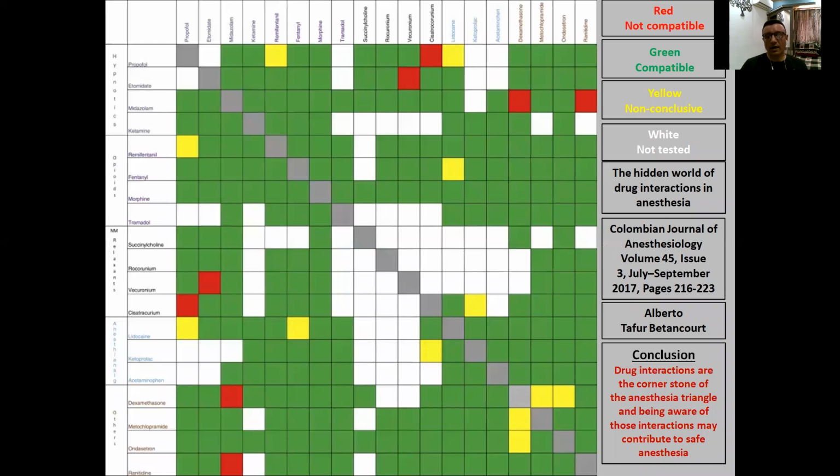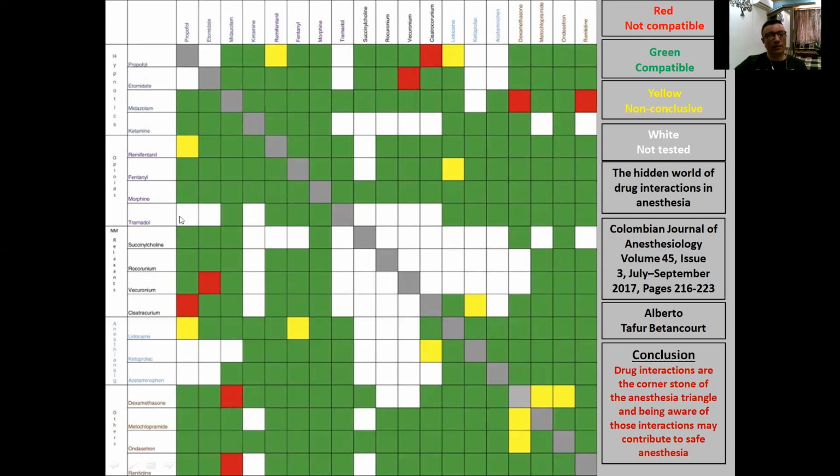And this is a beautiful chart given in the Colombian Journal of Anesthesia by Alberto. His conclusion is this: drug interactions are the cornerstone of the anesthesia triangle, and being aware of these interactions may contribute to safe anesthesia. Here, the red is not compatible with each other, green is compatible, yellow is not conclusive, and white is not tested. And you can see propofol can be mixed with all the drugs available in the armamentarium of anesthesia drugs, except some of the relaxants like cisatracurium.